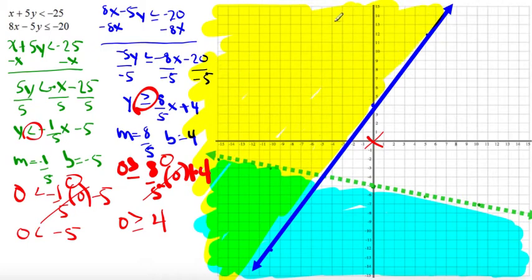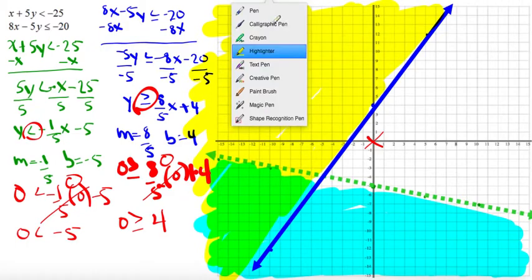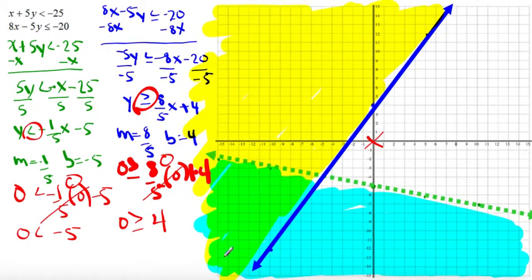Alright, the intersection of where the shades cross, the green area, is the solution, not including this dotted line. So everything green, including the part of this blue line. An example of a solution could be this point, -10, 6.